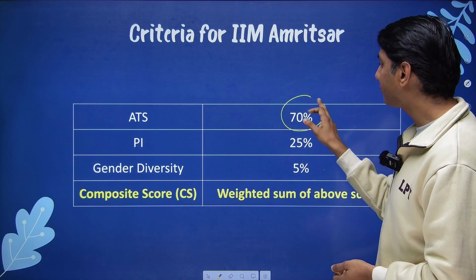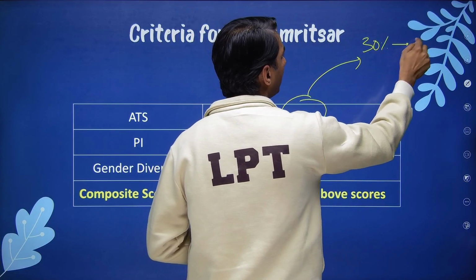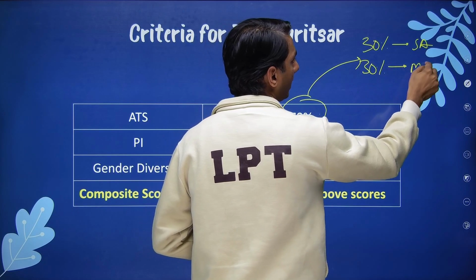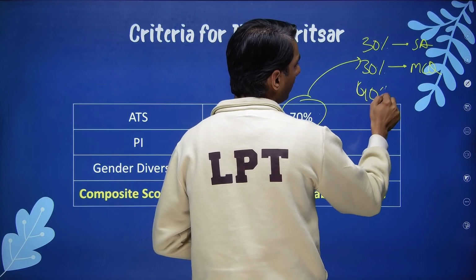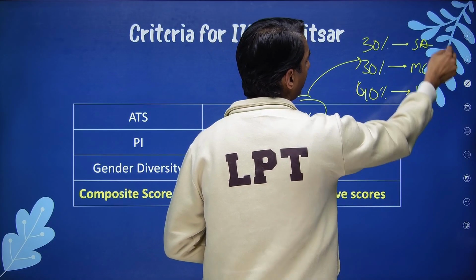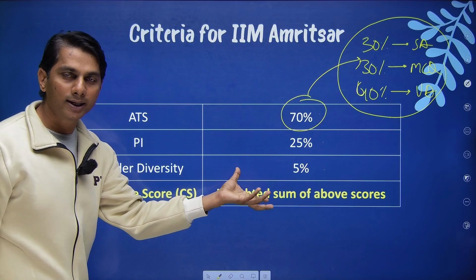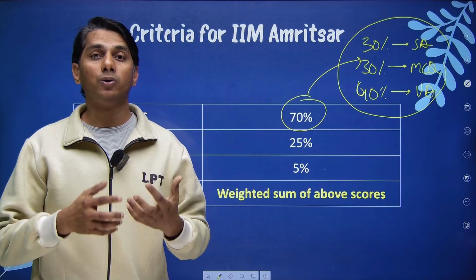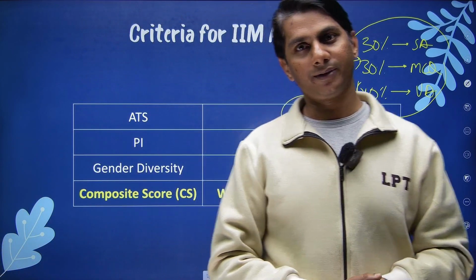Now your ATS score will be calculated by giving 30% weightage for the short answer section, 30% weightage to the MCQ section, and the remaining 40% weightage to the verbal ability section. So based on this weightage, your ATS score will be calculated, and this ATS score will be given 70% weightage to make the final merit list for IIM Amritsar, right?